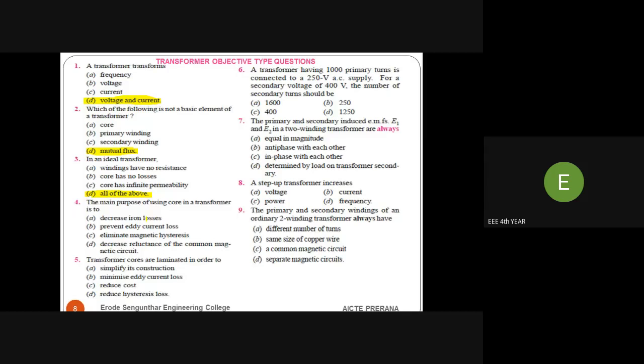Question number 4. The main purpose of using a core in a transformer is to: decrease iron losses or prevent eddy current losses, eliminate magnetic hysteresis, or decrease reluctance of the common magnetic circuits. So the main purpose of using a core in the transformer is to decrease reluctance of the common magnetic circuits. It is the correct answer.